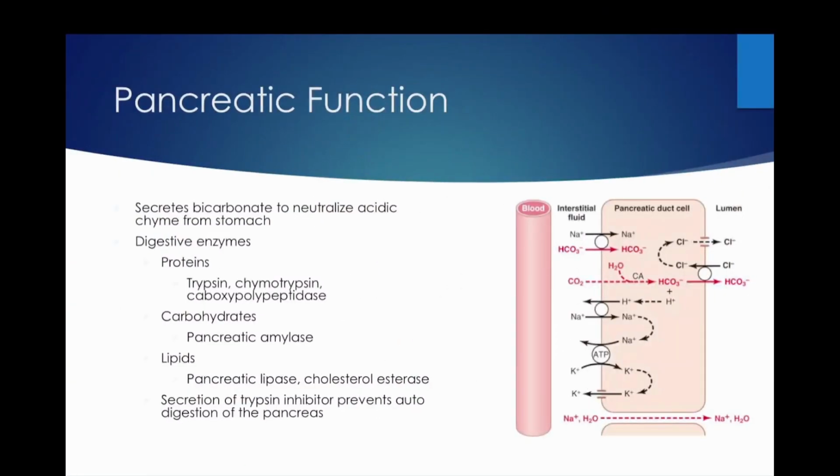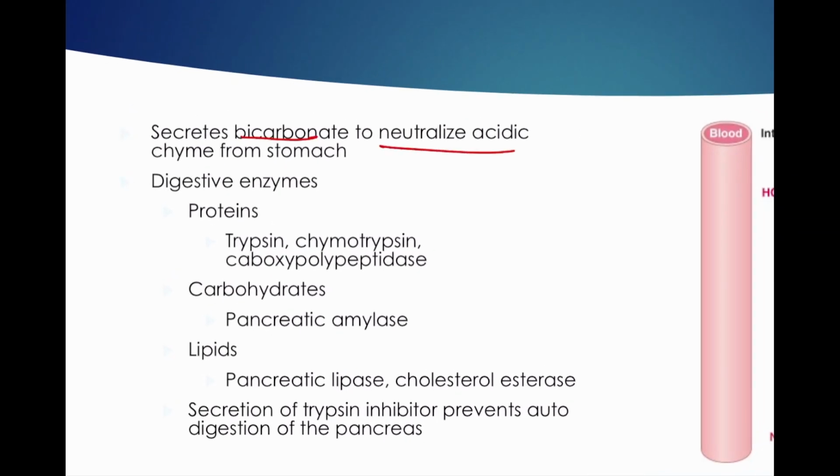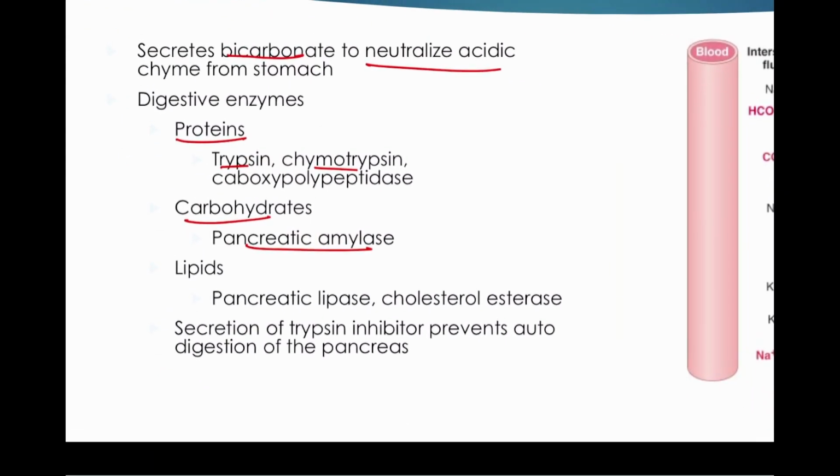So, pancreatic function. Obviously, the big thing is bicarb to neutralize the acid. We need that. The other thing that the pancreatic secretions have in them are these digestive enzymes. Proteins: trypsin, chymotrypsin. They're going to break down these proteins into smaller and smaller units. Carbohydrates: pancreatic amylase. To break down lipids, we have pancreatic lipase, cholesterol esterase. So pancreatic lipase is going to break down fats.